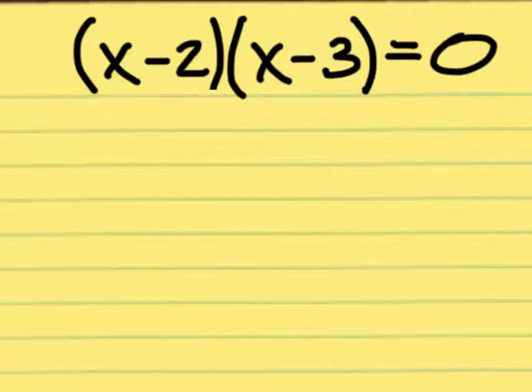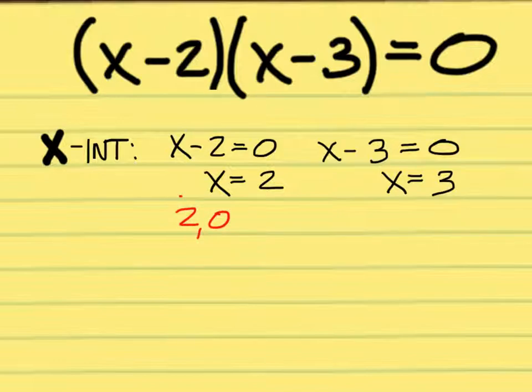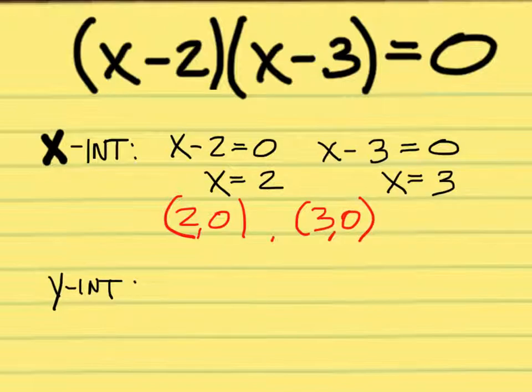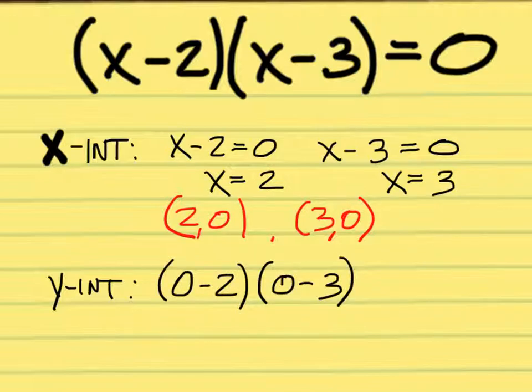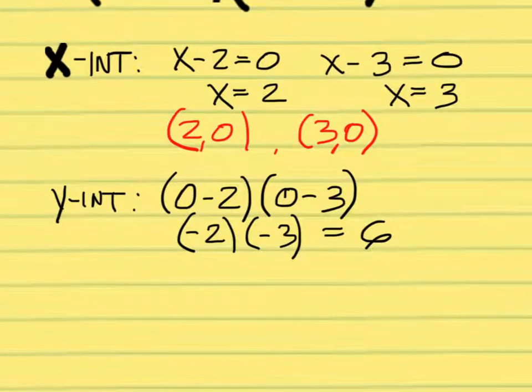The x-intercepts, we're going to do this first with a smaller pen. There we go. X-intercepts, we need to do x minus 2 equals 0, x minus 3 equals 0. So x will equal 2, x will equal 3. And the points are 2, 0, and 3, 0. For your y-intercept, if you plug in zeros for the x's, you'll come up with negative 2 times negative 3, which is a 6. If you write that as a point, it will be 0, 6.